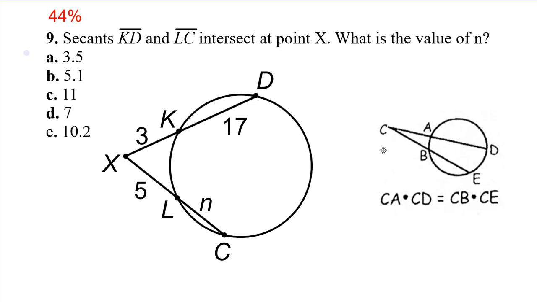That's what the formula tells us. So that's going to be 3 times 17 is equal to 5 times n. I'm actually probably going to have to write all this stuff out. Yeah, it's going to be a mess. Sorry, guys, I didn't prepare it.